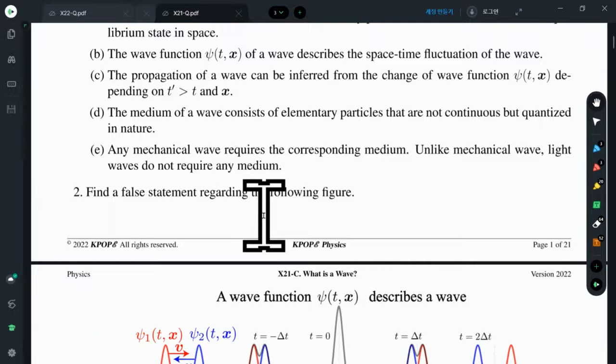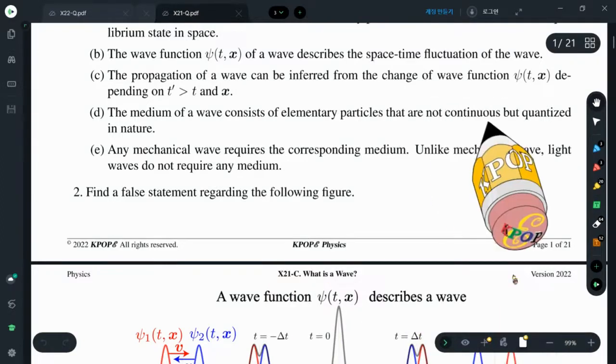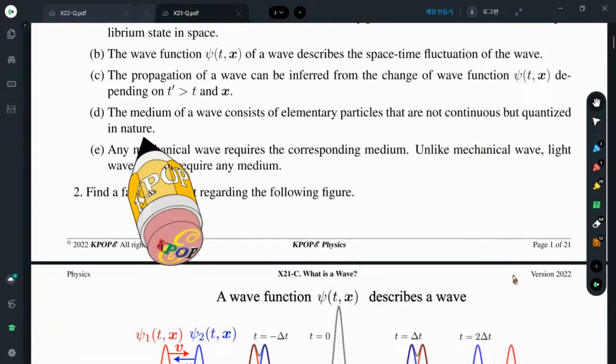The medium of a wave consists of elementary particles that are not continuous but quantized in nature. Sure, for all of the elements on a macroscopic scale, we can assume it is a continuous distribution. However, in fact, they all consist of quantized particles. So we should be careful about that.